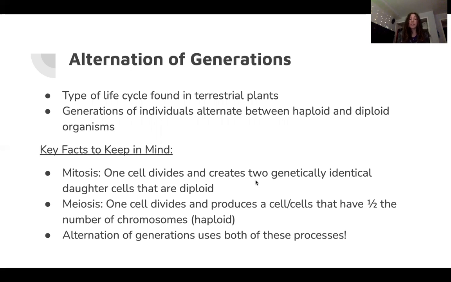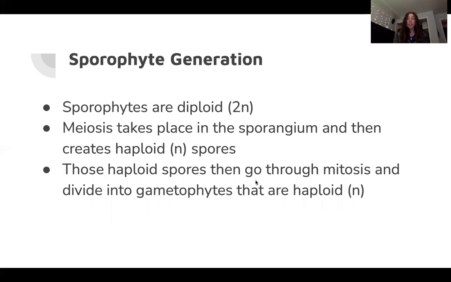Meiosis, on the other hand, is a type of cell division where one cell divides and produces a cell or cells that have half the number of chromosomes, which makes it haploid. The alternation of generations uses both of these processes. So we'll start with the sporophyte generation.